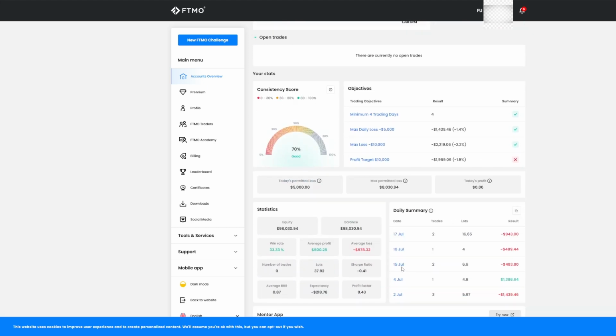So mainly I took one trade on 15th of July and it was in drawdown and it got stopped out on the 16th of July, and another trade on 17th of July. So both losses. So I'll go through the trades that I've taken this week.